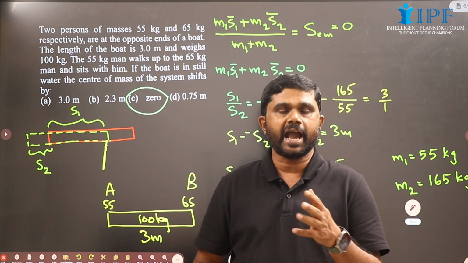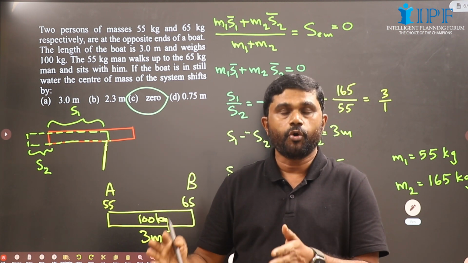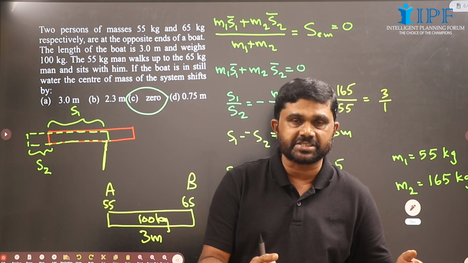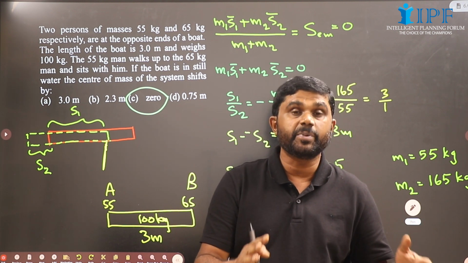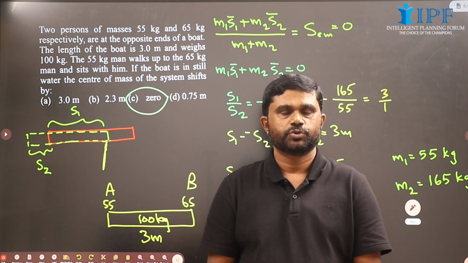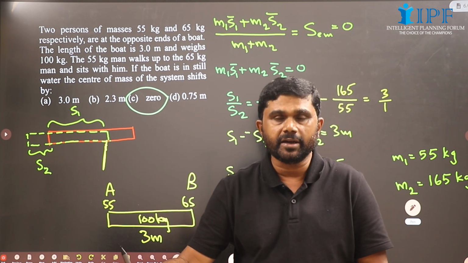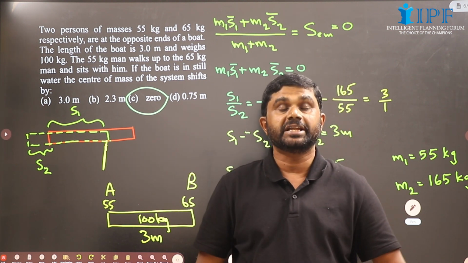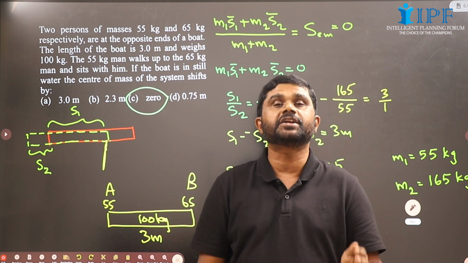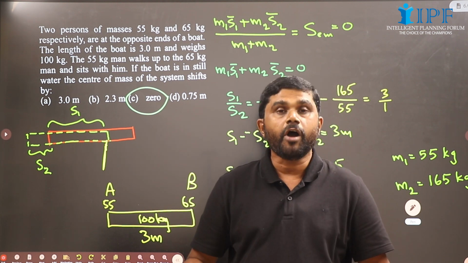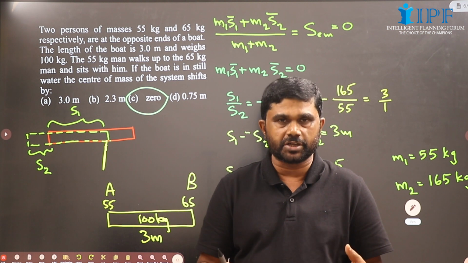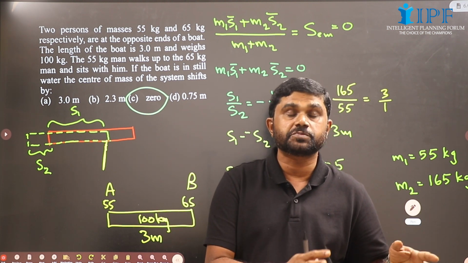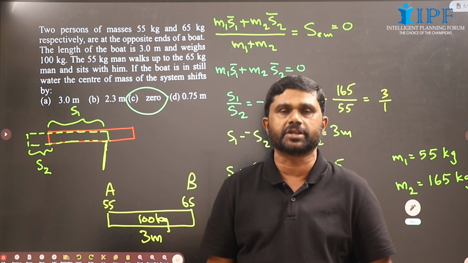See, as one man moves over the boat in one direction, please listen, the rest of the system will be moving in the opposite direction. So when one man gets displaced in a particular direction, then the rest of the system will get displaced in the opposite direction. What would be the displacements of these components? What is the displacement of the man who walks over the boat? And what would be the displacement of the rest of the system in the backward direction?